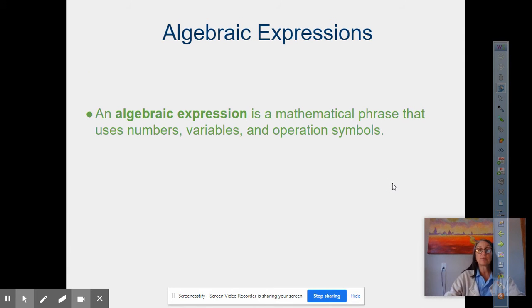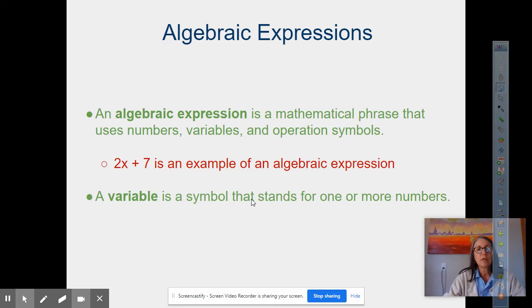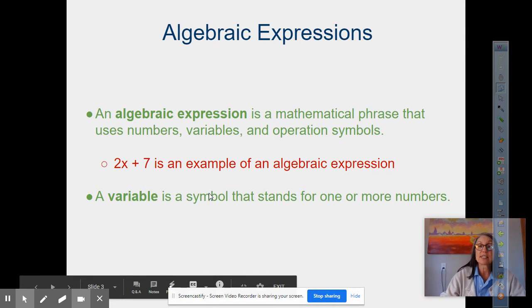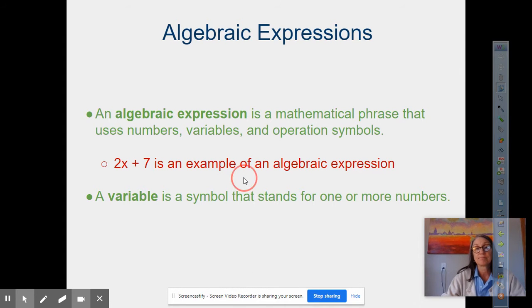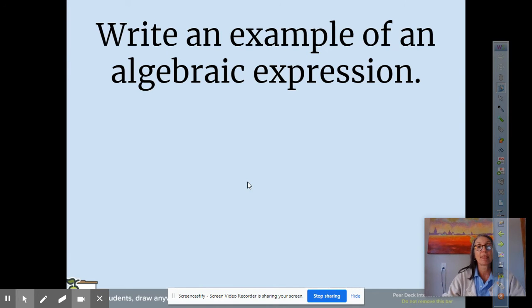Okay, an algebraic expression is a mathematical phrase that uses numbers, variables, and operation symbols. 2x plus 7 is an example of an algebraic expression. A variable is a symbol that stands for one or more numbers. x, y, and n are examples of variables. Can you write an example of an algebraic expression?